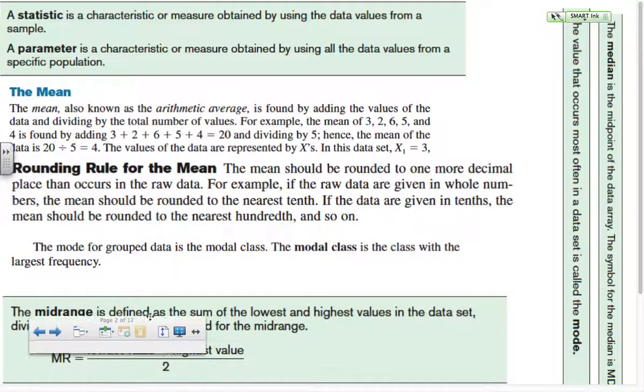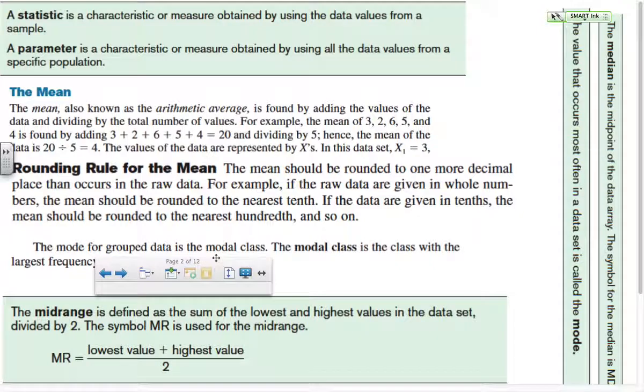Mid-range is one that we're probably not that familiar with. It's not one that's used that often, but you take the lowest value and the highest value, add them together, and divide by 2. That's a mid-range. A median is the midpoint. If we were to take all of our data, put them in order, we would pick the very middle. And a mode is the one that occurs the most. Those are the different numbers that we're going to be dealing with.